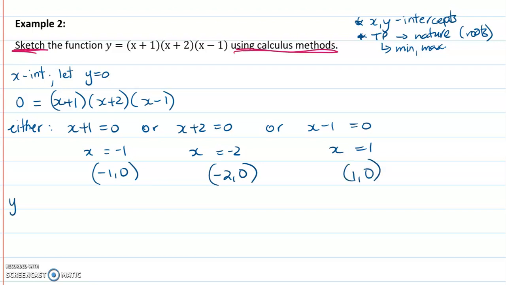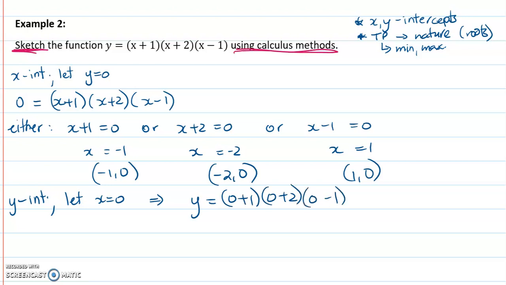Likewise, to find our y-intercept, we let x is equal to 0. So what we end up with is y is equal to 0 plus 1 times 0 plus 2 times 0 take away 1, and that gives us 1 times 2 times negative 1, and that is negative 2. Therefore the coordinates of our y-intercept is 0, negative 2. Okay, so I'm just going to highlight these.